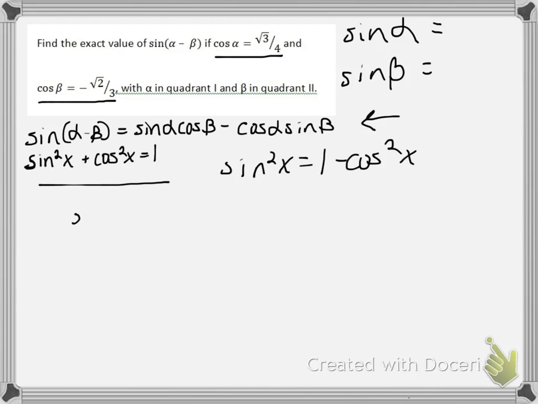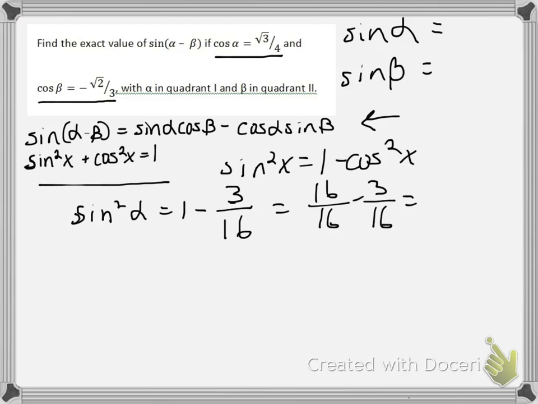So the sine squared of alpha equals 1 minus the cosine squared of alpha. Well, the cosine of alpha is square root of 3 over 4. So square root of 3 squared is 3, and 4 squared is 16. So we have 3 over 16 for the cosine squared. So we can find a common denominator, so we can combine this. So we have 16 over 16 minus 3 over 16, which is 13 over 16. So that's our sine squared of alpha is 13 over 16.